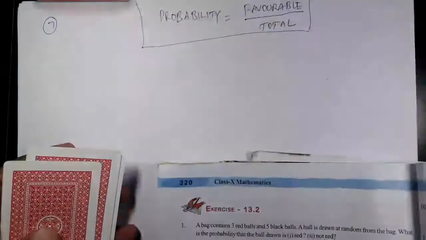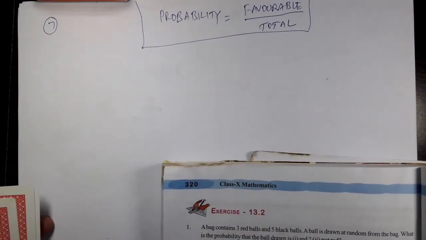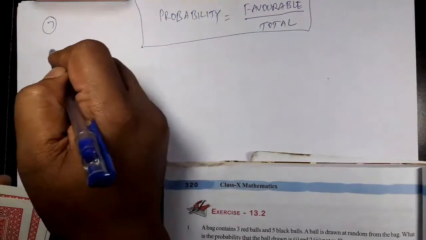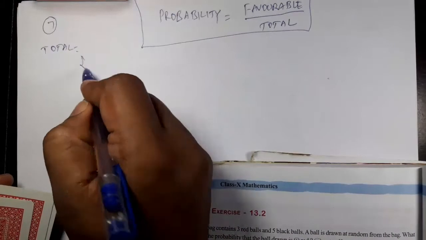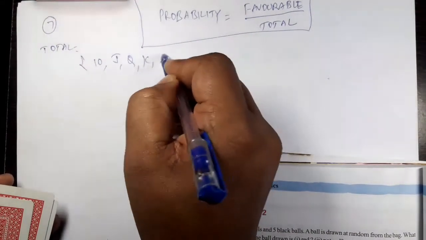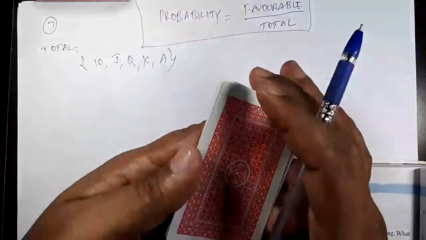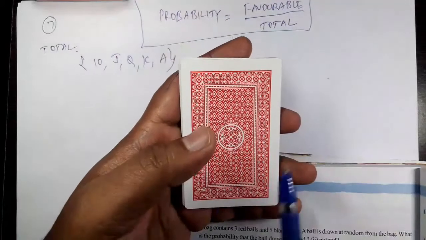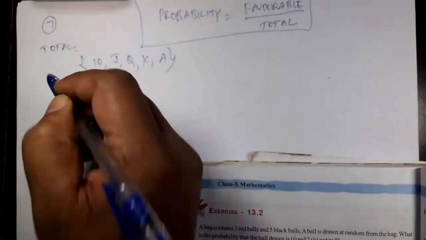Of course, see. So, total. What are the cards? Diamonds, 10, jack, queen, king, ace. These are total 5, right? All possible outcomes. When you draw one card from these 5 cards, that may be a 10 or a jack, or that may be a queen, or that may be a king, or that may be an ace card. Question number 1. First part.